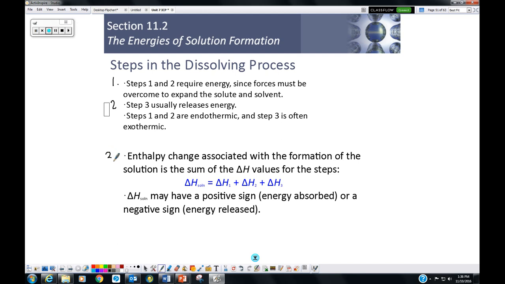So the enthalpy change associated with the formation of the solution is the sum of the delta H values for the steps. So delta H for the solution is equal to delta H of solute plus delta H of the solvent plus the delta H of the solution. So delta H of the solution may have a positive sign or it may have a negative sign because energy could be released or energy could be taken in. Depends on the situation. It depends on what's happening there. And so let's look at it as a graph now.